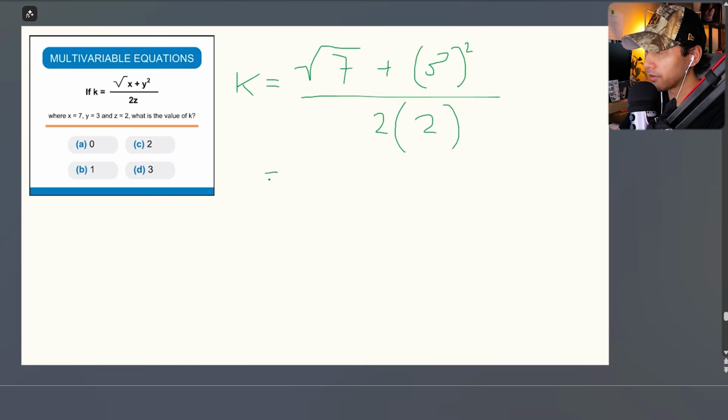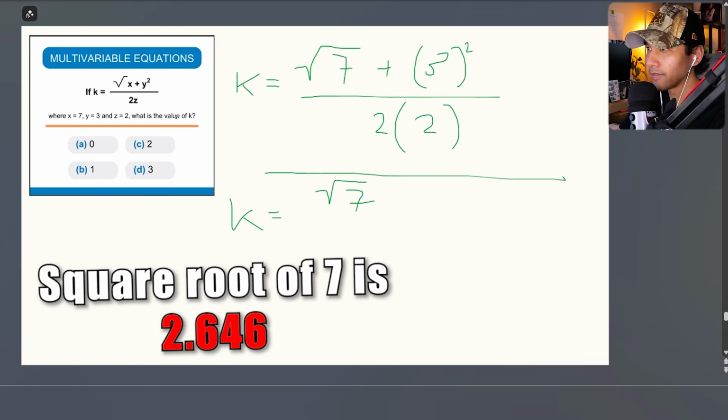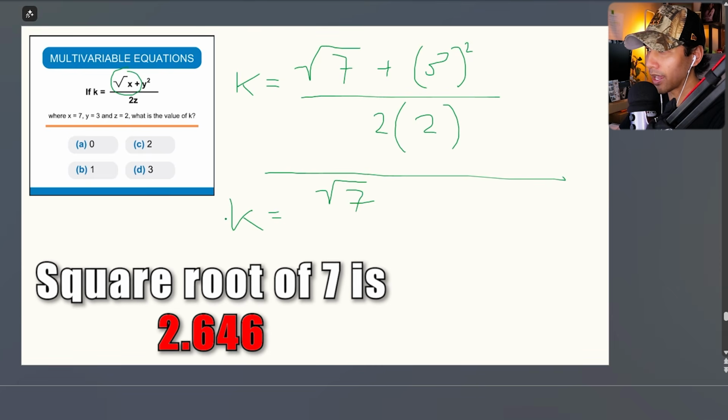If we work this out, this equals square root of 7. That's an ugly number, right? Square root of 7, I just want to separate it. Here, I'm just going to separate it. Equals square root 7. That's ugly. Why did they do that? Why is it formatted like that?